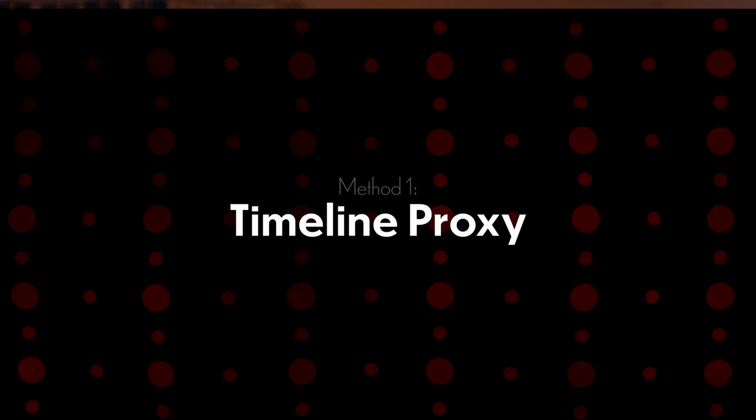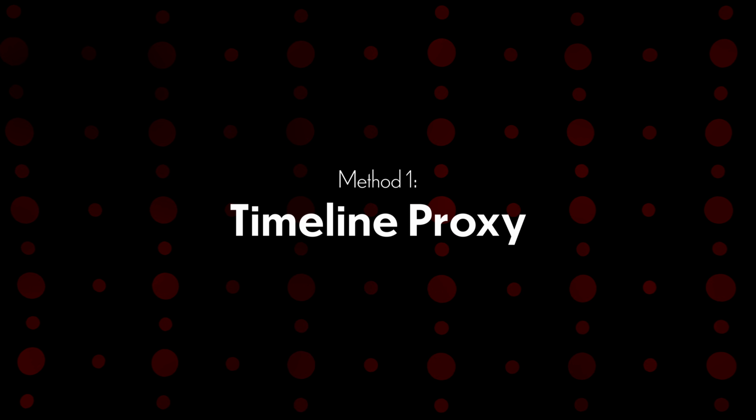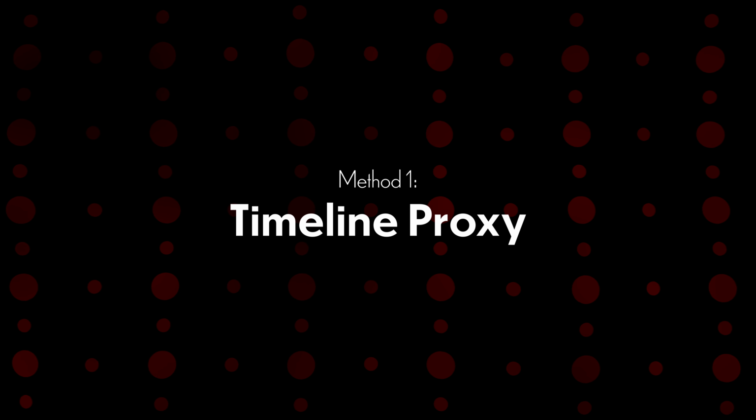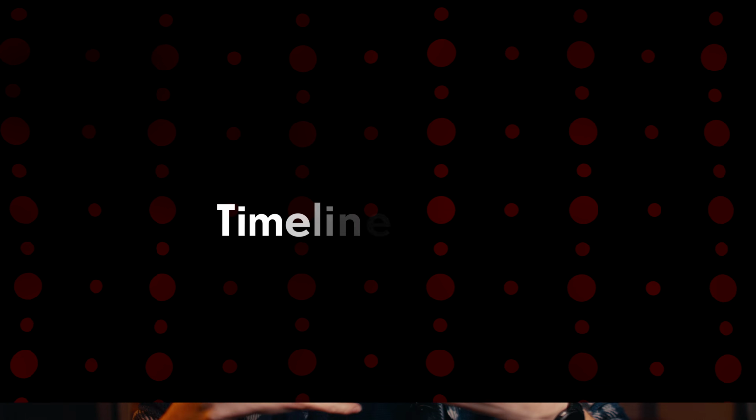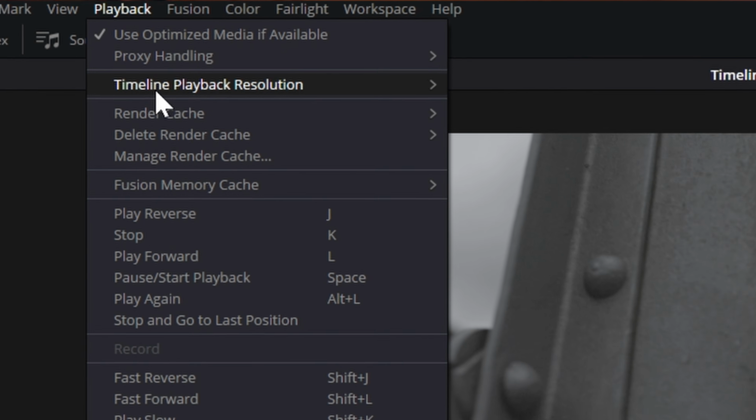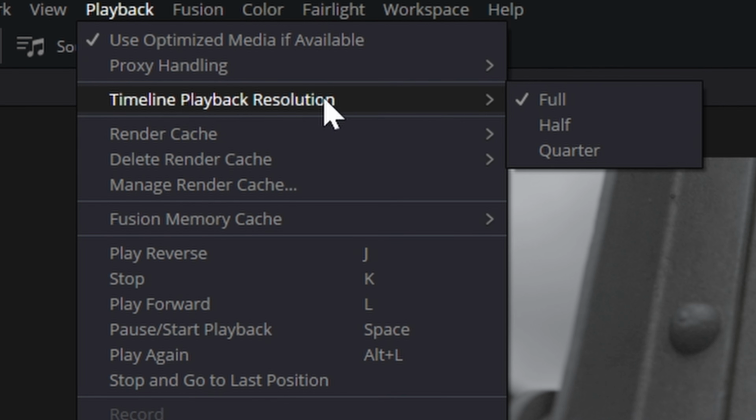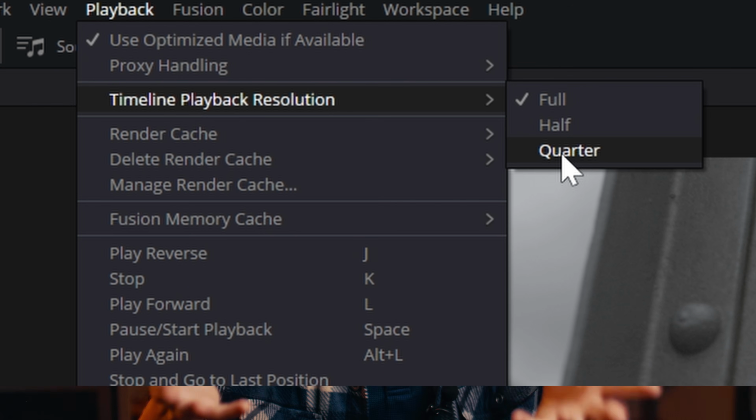But now that we have our storage locations figured out, let's dive into the various methods that we can employ to obtain smooth playback. First up is Timeline Proxy, which is a simple and easy way to improve playback almost immediately by lowering the resolution of the playback within the timeline. To use it, you have to go to the Playback menu and select Timeline Proxy mode. Choose either half or quarter resolution, and then your playback should hopefully improve. But if it doesn't, it may be worth trying one of these next methods.